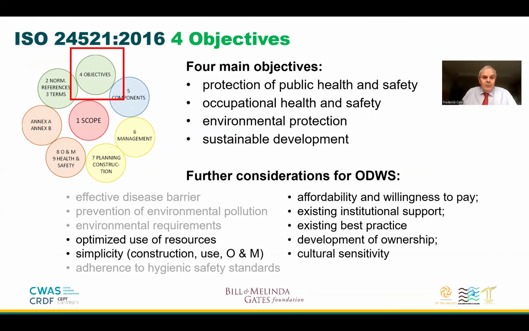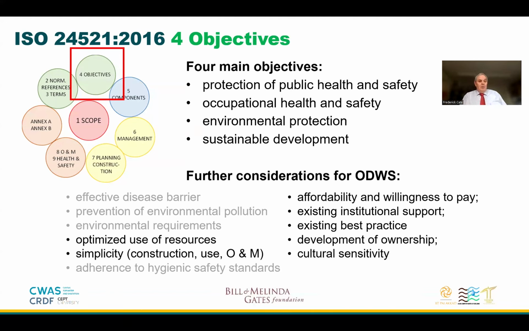The next one is objectives. There are 4 main objectives, actually for all wastewater systems: protection of public health and safety, occupational health and safety, environmental protection, and sustainable development. And there are further considerations also for on-site domestic wastewater systems. I highlighted a few of them: optimizing the use of resources, simplicity, affordability, and willingness to pay. Also existing institutional support, best practice, development of ownership, but also a very important issue is cultural sensitivity. These are now in the objectives and are described in more detail in clause 4, objectives.